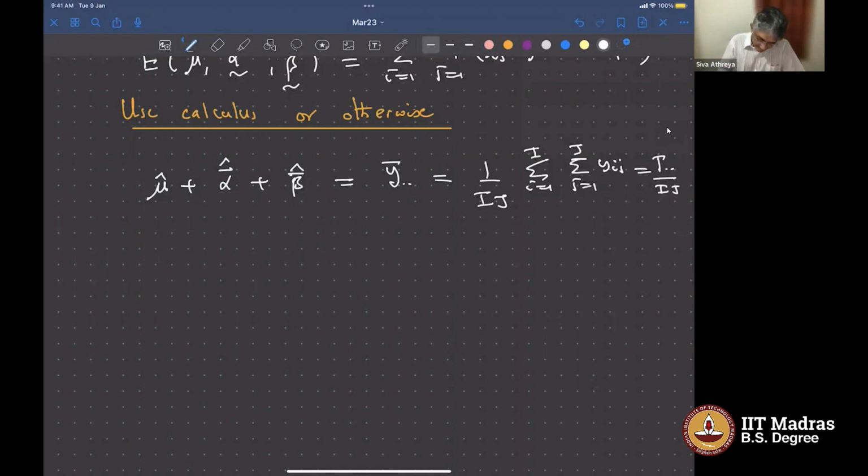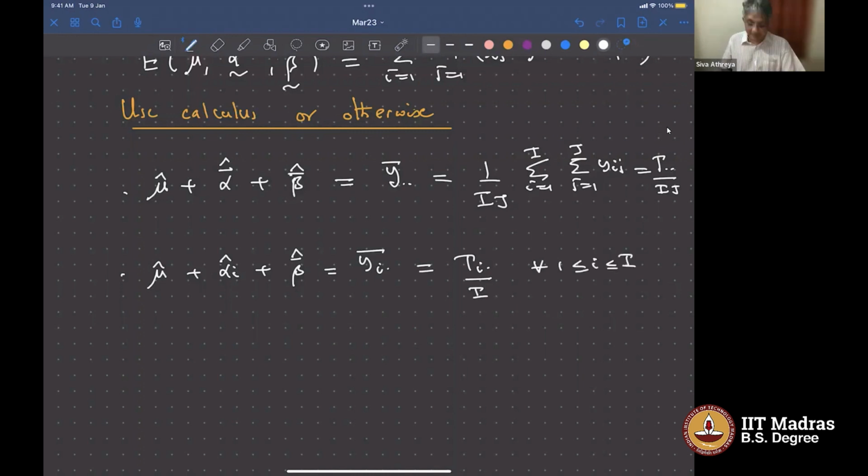And then if you do the equations properly, you'll get mu hat plus alpha_i hat plus beta bar hat. This will just be the same as the ith mean, that is y_i dot bar rather than y dot dot bar, which is the same as T_i dot divided by J. This is true for all 1 less than or equal to i less than or equal to capital I.